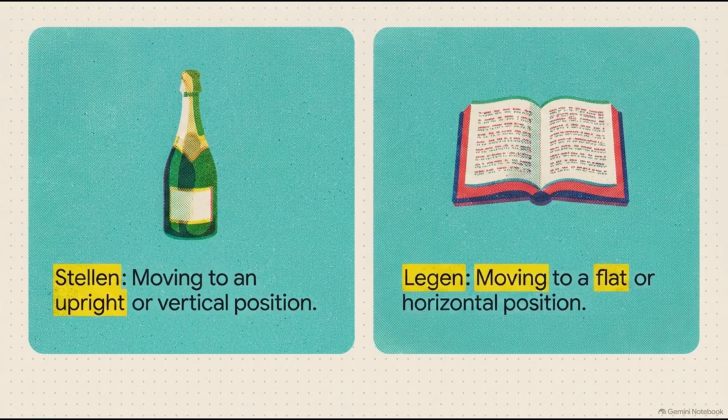On the left, we've got Stellen. You use this when you are moving and placing something in an upright or vertical position. Just imagine taking a vase or a bottle and firmly placing it upright on a table. Boom, that's Stellen. On the right side, though, we have Legen. This is for moving and placing something in a flat, horizontal position. Think of laying down a book or a piece of paper. So Stellen is for vertical action, while Legen is for horizontal action.